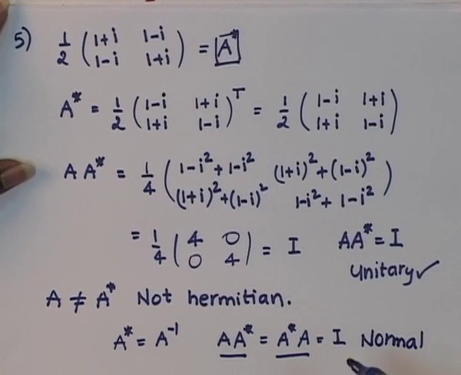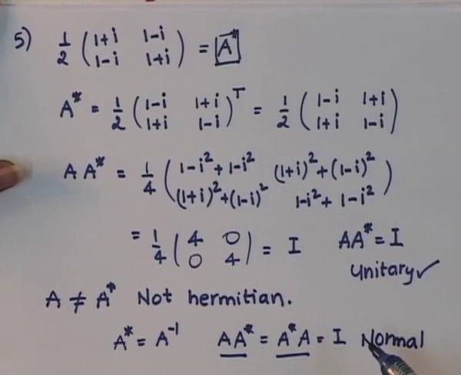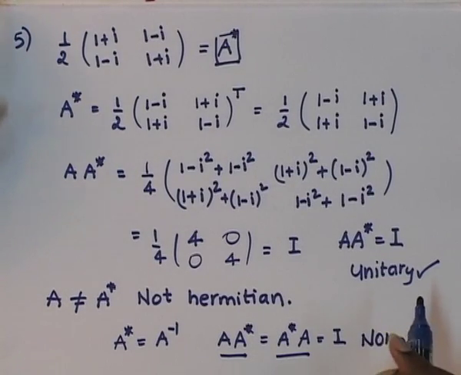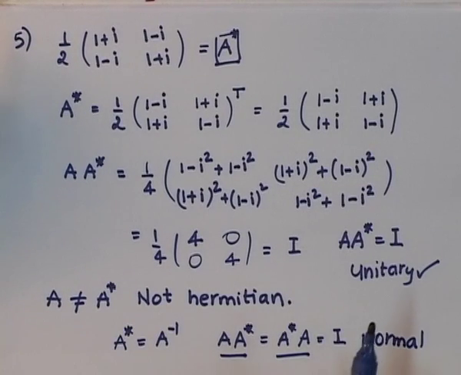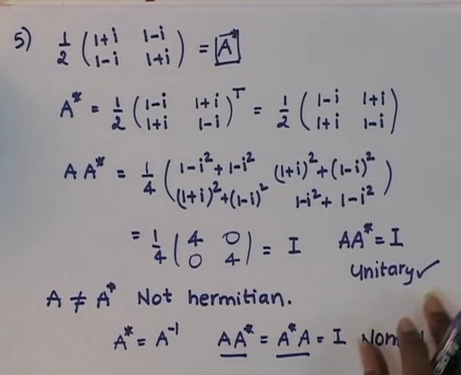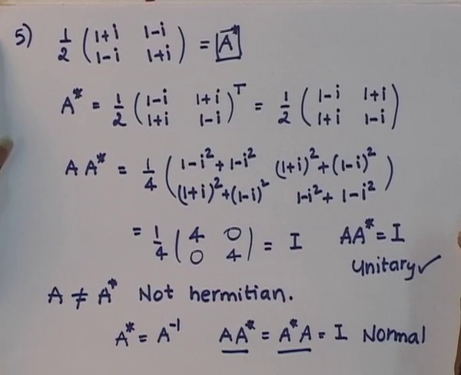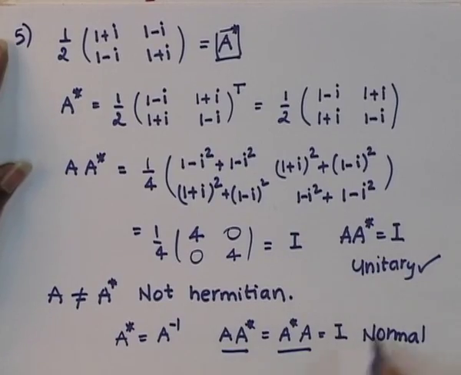So the given matrix is unitary but not Hermitian and also normal. So the correct options for this question are A and C.